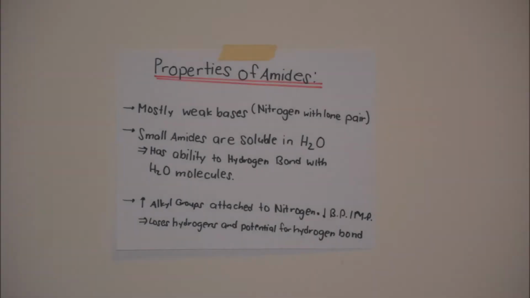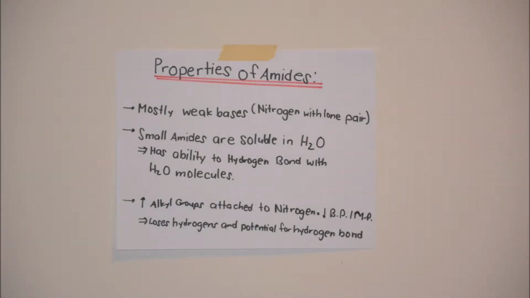In terms of the properties of amides, they are mostly weak bases since they contain a nitrogen with a lone pair. Smaller amides are soluble in water because they have the ability to hydrogen bond with H2O molecules, and the more alkyl groups that are attached to nitrogen, the lower the boiling point and melting point will be since they lose hydrogens and lose the potential for hydrogen bonding.